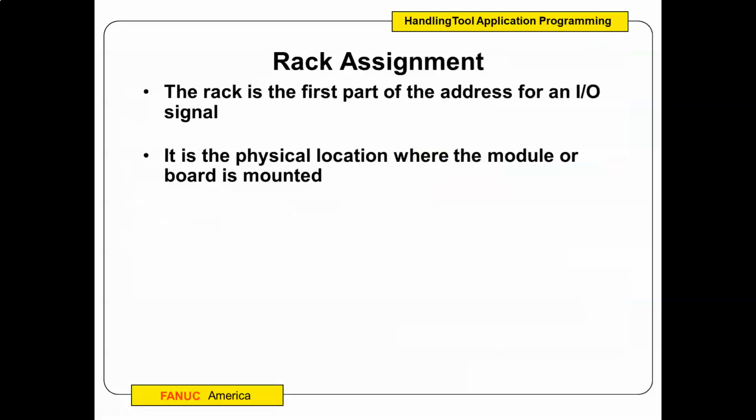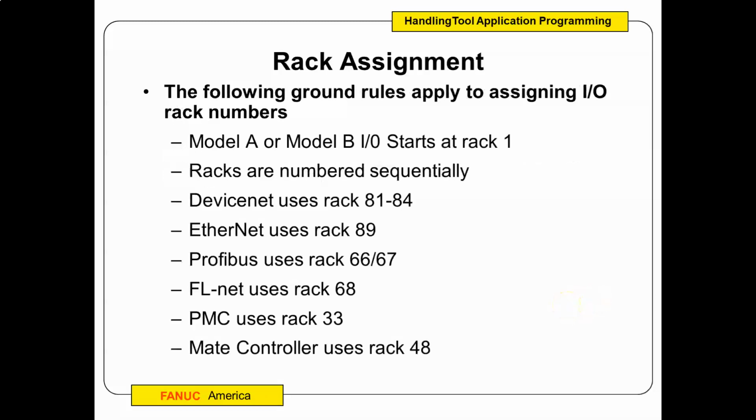So as you assign your I/O, the first one is the rack. That's sort of, again, physically where that module or board is mounted. Again, there are some rules about that. You're doing Model A or B, starts at rack 1. You then count up sequentially. If you're using one of these other network ones, for instance, Ethernet starts at rack 89, and so forth.